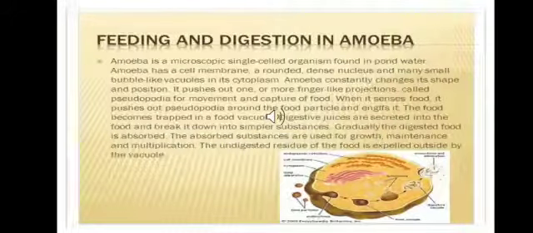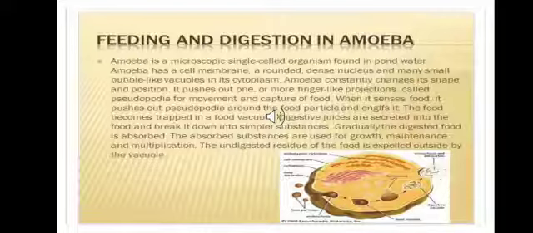Now let's talk about a unicellular organism, amoeba, and how feeding and digestion take place. Amoeba is a microscopic single-cell organism found in pond water. Amoeba has a cell membrane, a round dense nucleus, and many small bubble-like vacuoles in its cytoplasm. Amoeba constantly changes its shape and position. It pushes out one or more finger-like projections called pseudopodia for movement and capture of food.